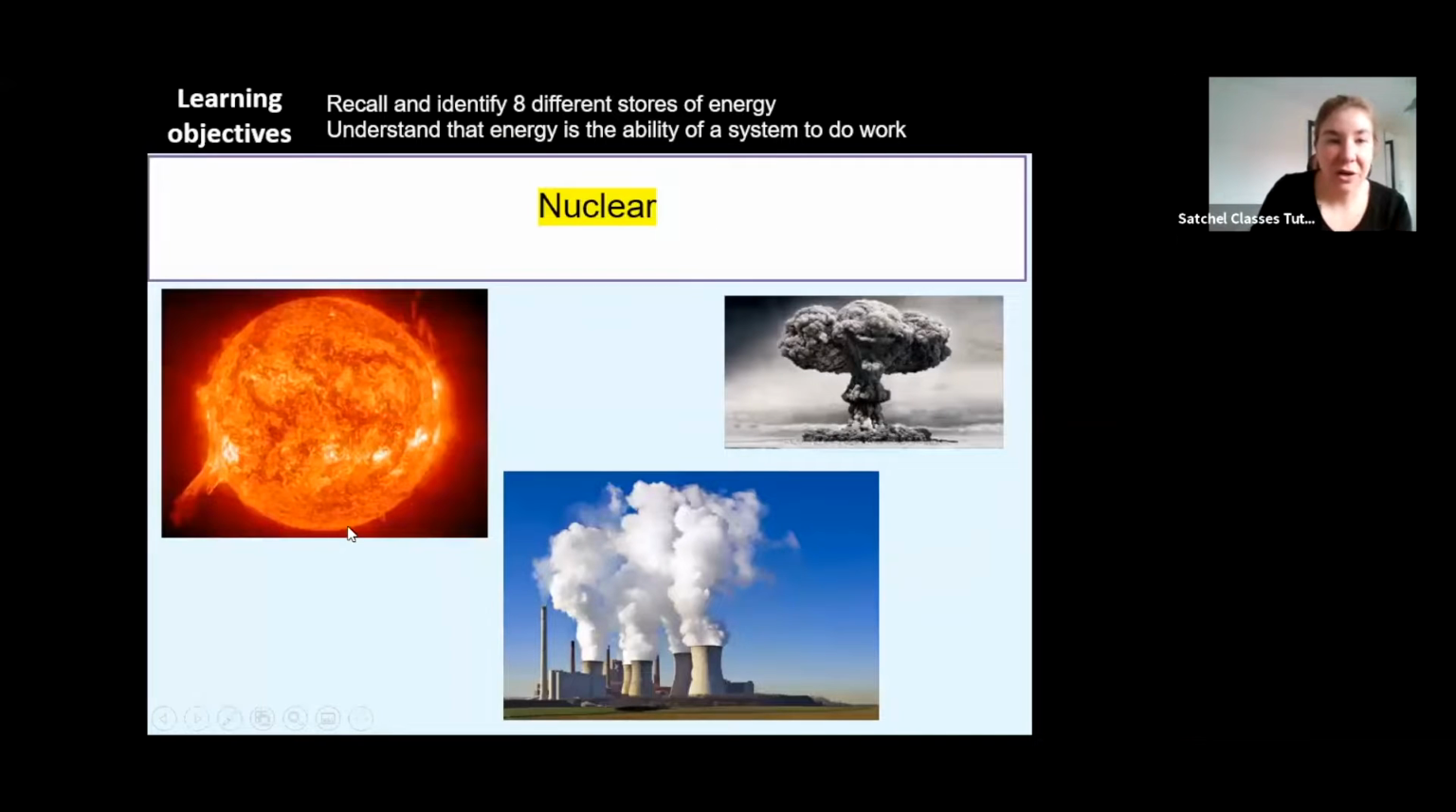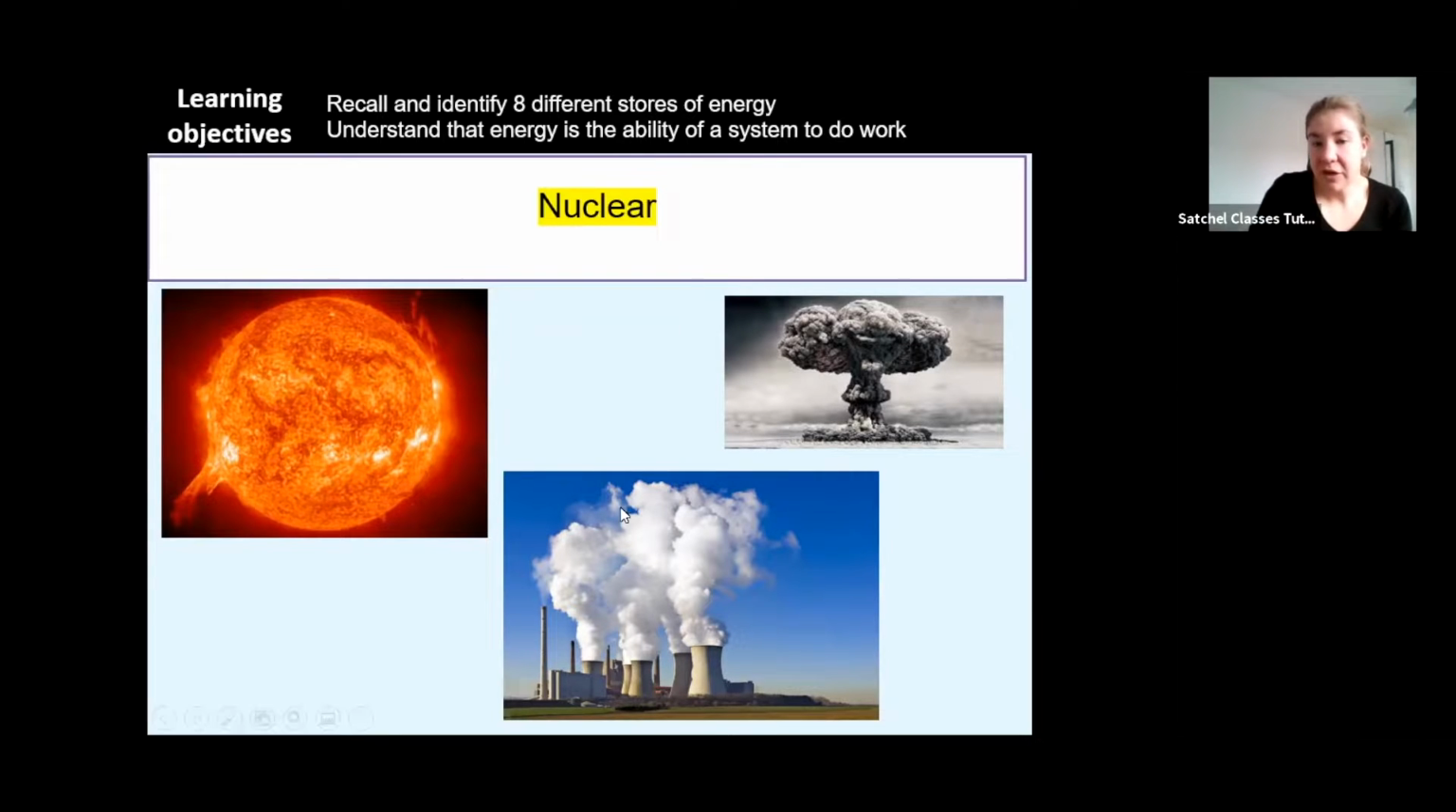All right, next one, nuclear. Really well done if you spotted that with the sun. There are only a few examples of where we're going to be using the nuclear store of energy. The sun is a huge one, okay? It's actually nuclear fusion between two hydrogen atoms that are fusing together.